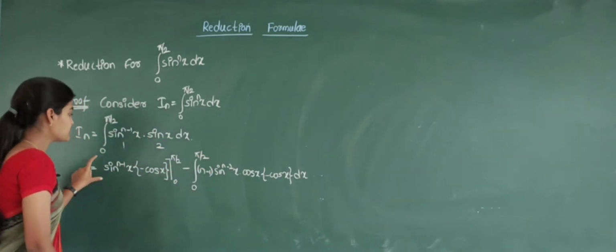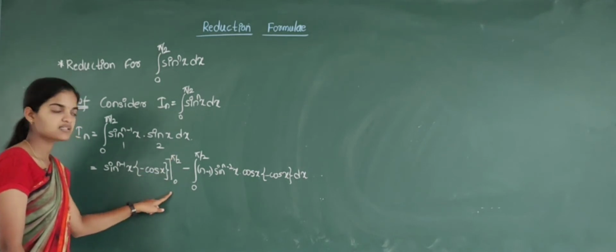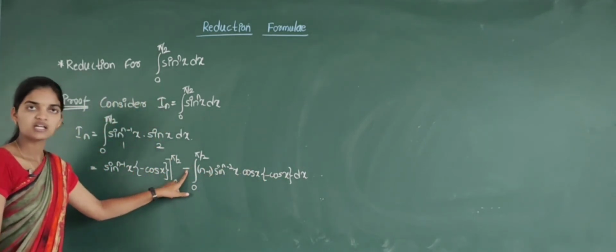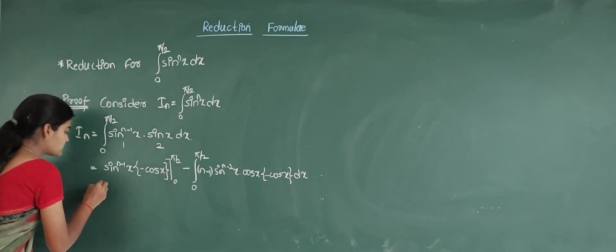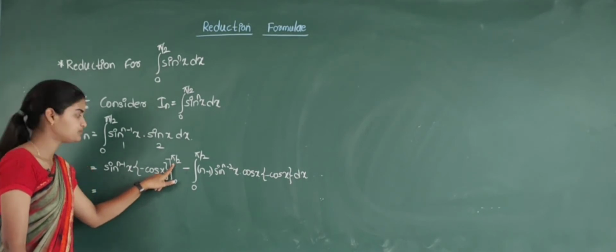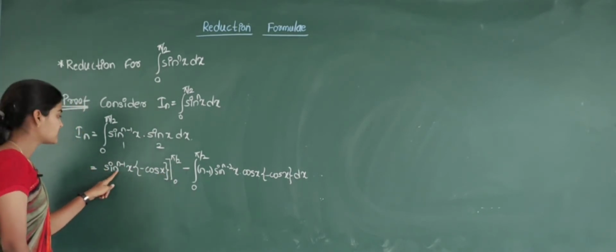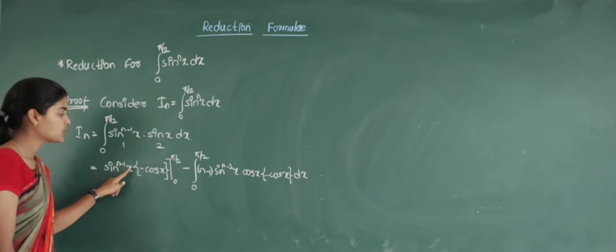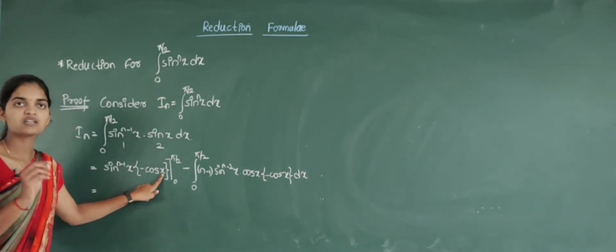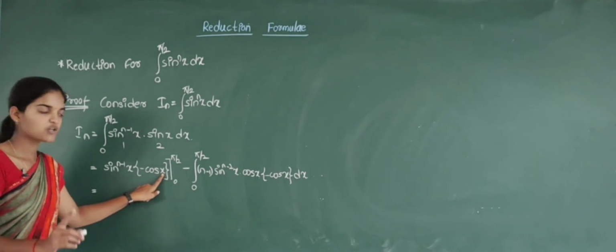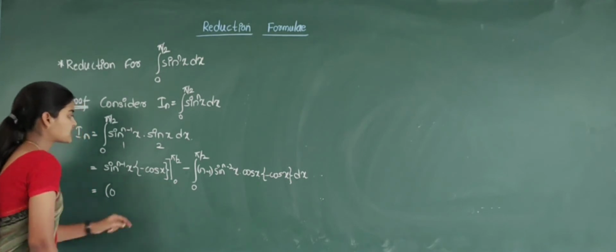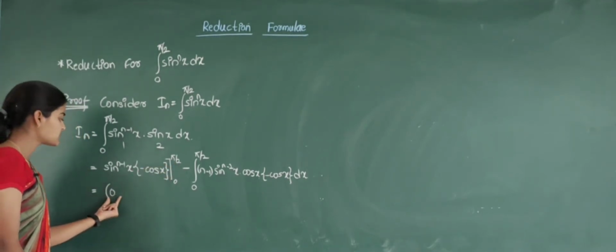Now let us substitute the upper and lower limits, and write this as cos into cos square, taking that minus sign to the outside. Observe that when we take the upper limit, x is equal to pi by 2, we get sin raised to n minus 1 pi by 2 into minus cos pi by 2. Already you know that the value of cos pi by 2 is 0, and 0 into this term again becomes 0. So for x is equal to pi by 2 our value is 0.